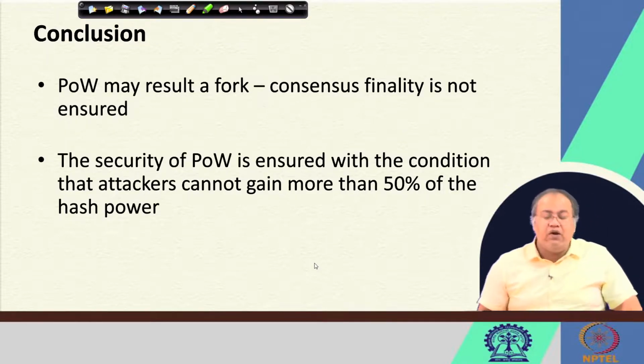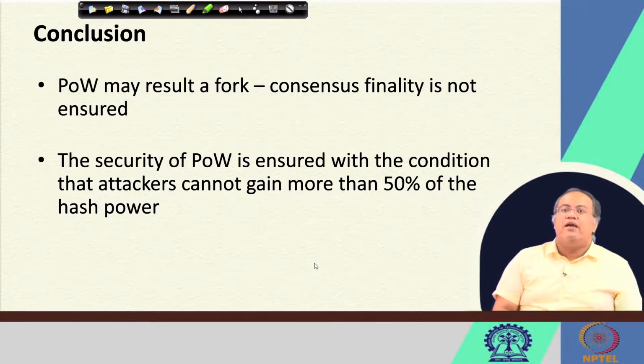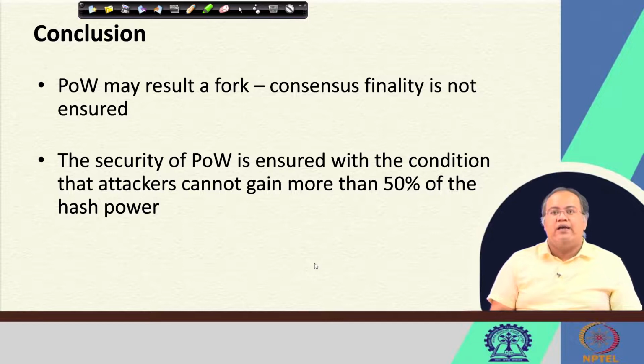Now, in conclusion, what we have seen today is that proof of work may result in a fork. So, that way consensus finality is not ensured when a block is getting added. Eventually, we try to ensure the consensus finality by putting up certain constraints: a block once added will not be usable, and its transactions will not be usable, until 6 other blocks commit. And the security of the proof of work is ensured with the condition that the attackers cannot gain more than 50% of the hash power.